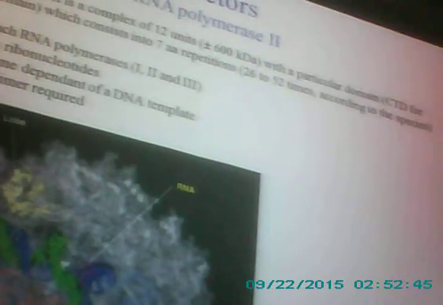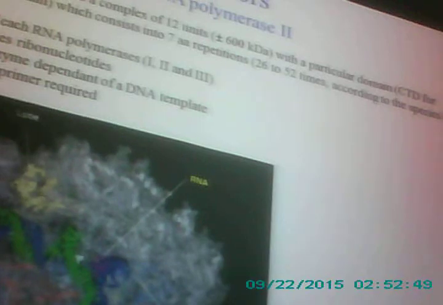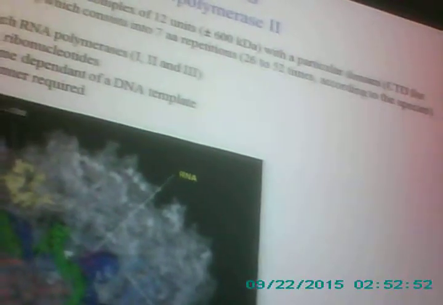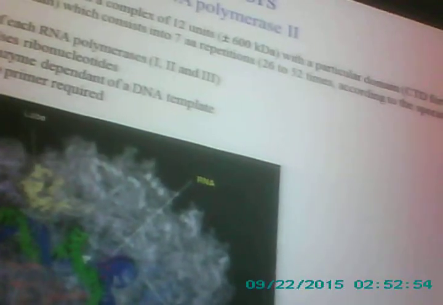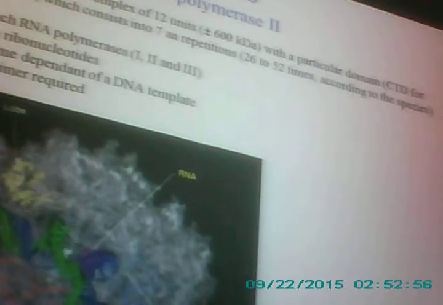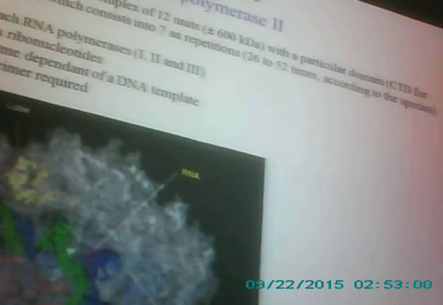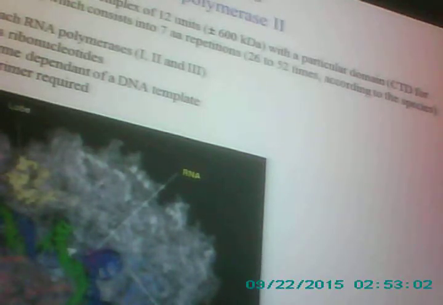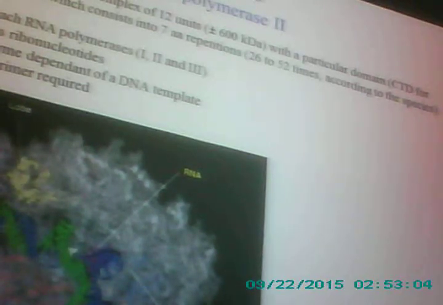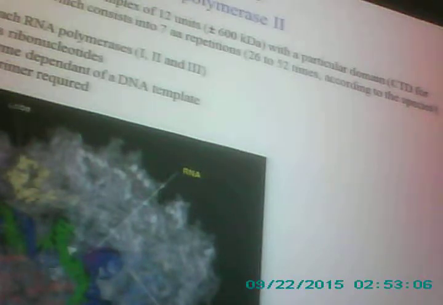The problem is for the first one. The first one has a 5 prime, but it requires a 3 prime OH to start. Okay? So this is the primer. Most DNA or RNA polymerases require a primer. So it means it requires a strand. This one does not require anything.